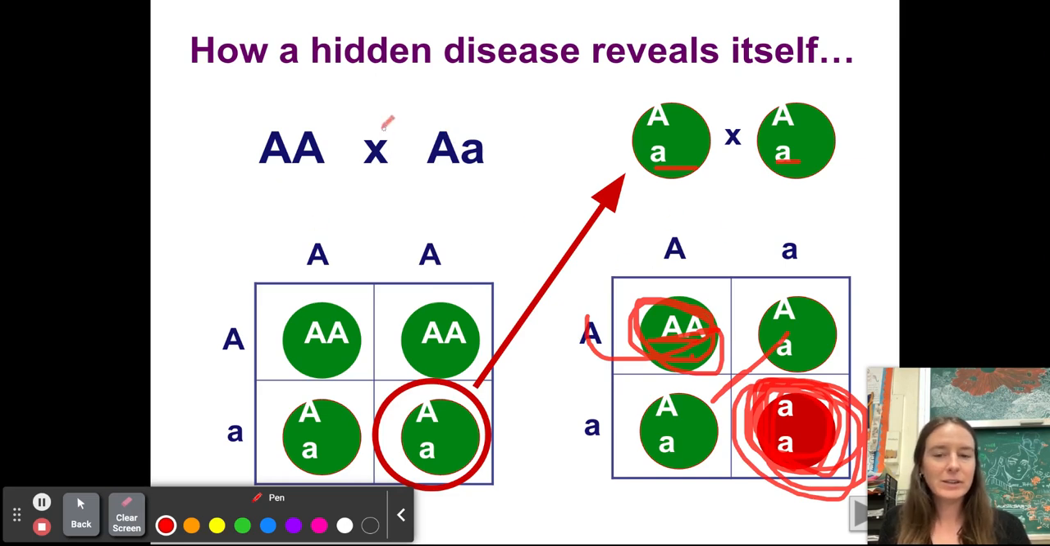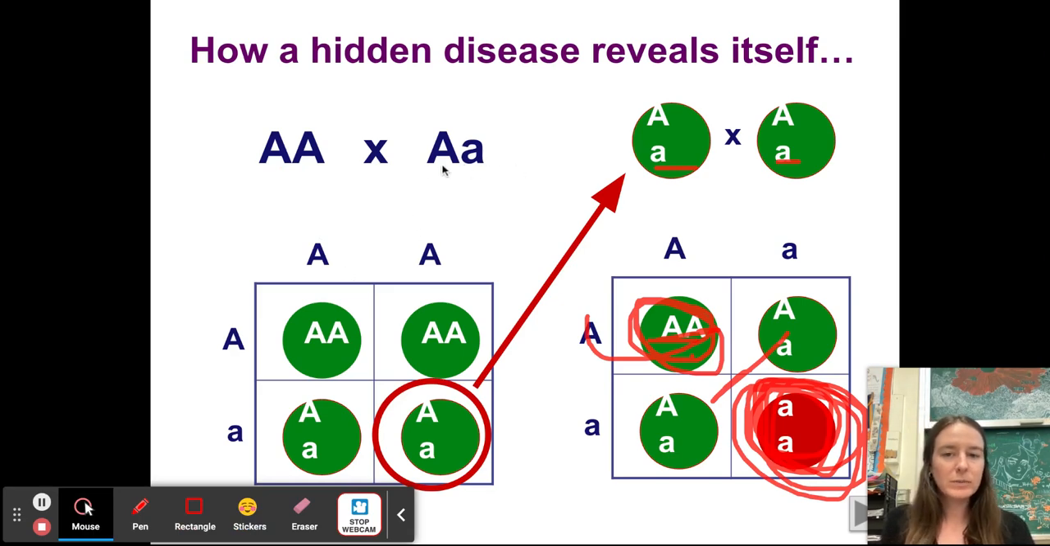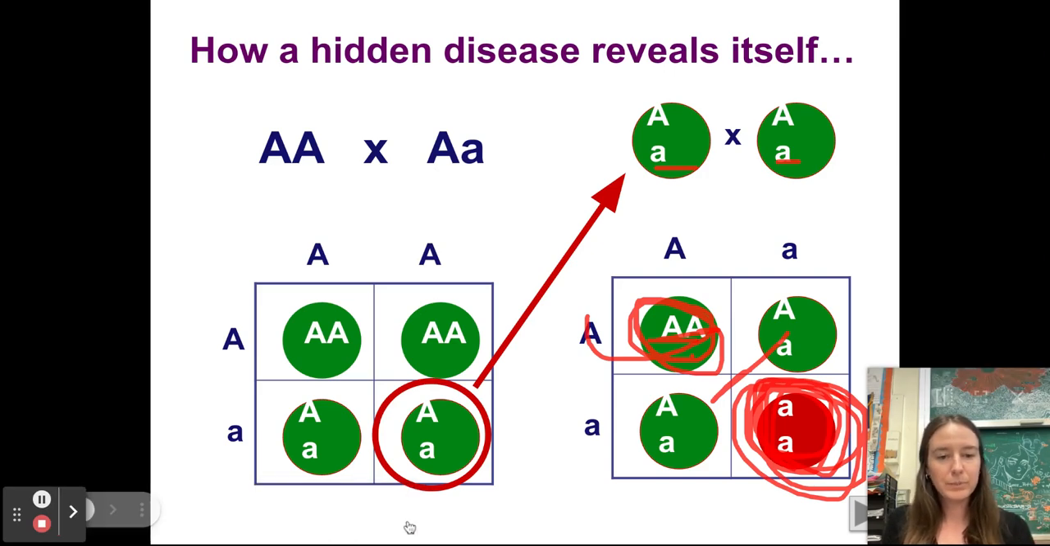So that's how these diseases can come up in a population, even if your parents or your grandparents didn't have that genetic condition, because that allele was hiding in previous generations, masked by the working allele from the dominant chromosome.